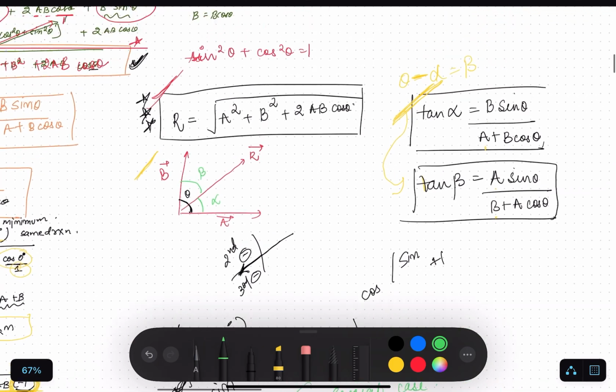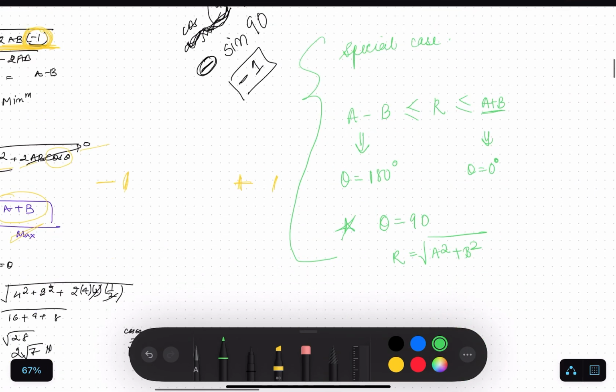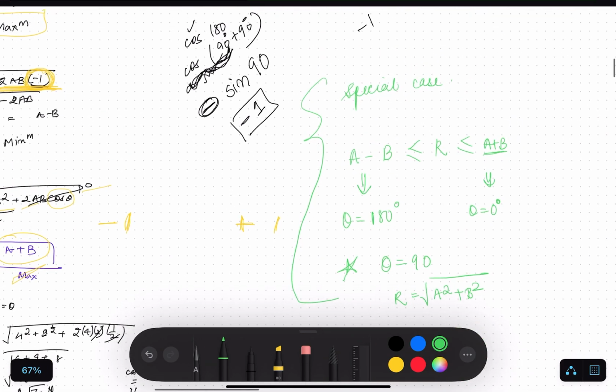The only thing that you have to mug up is this formula, because you can't solve the whole process every time. So this formula you will definitely mug up. You will mug up this tan alpha, you will write tan beta as well, and you will write these special cases as well. So I think that's enough for today.